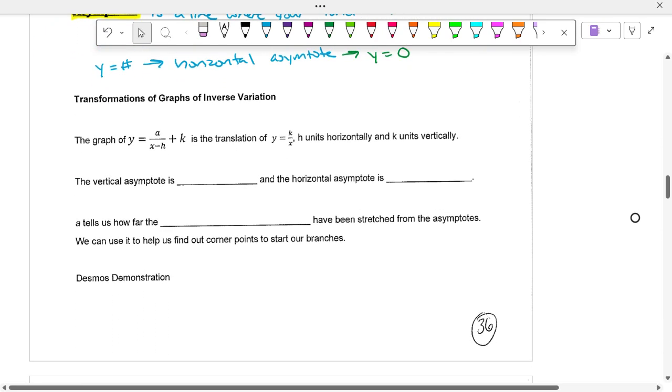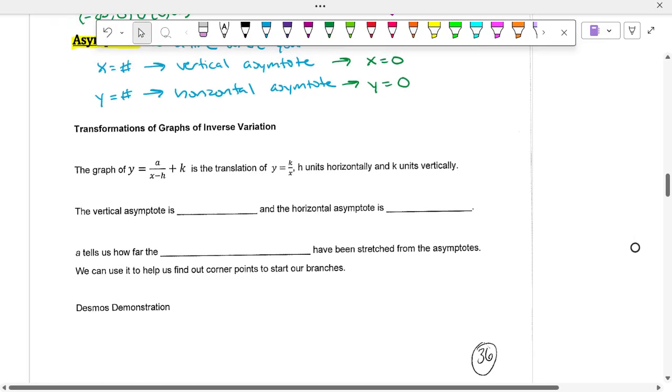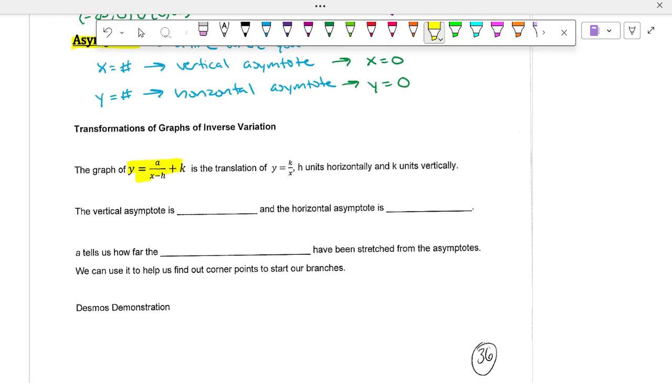All right. So the graph y equals a over x minus h plus k. This is the general form of a rational function. So very similar to when we did a times the square root of x minus h plus k, same thing. All right. Where y equals k over x, where h is horizontally and k units vertically. That's the translation.